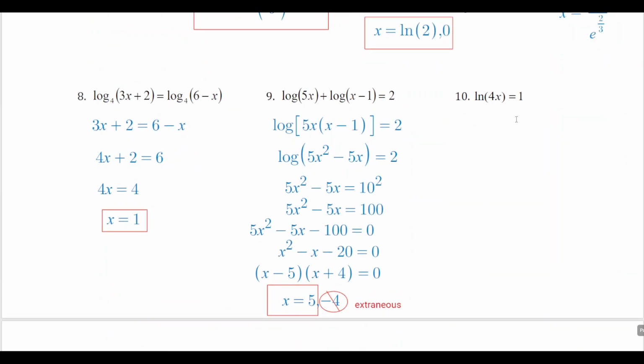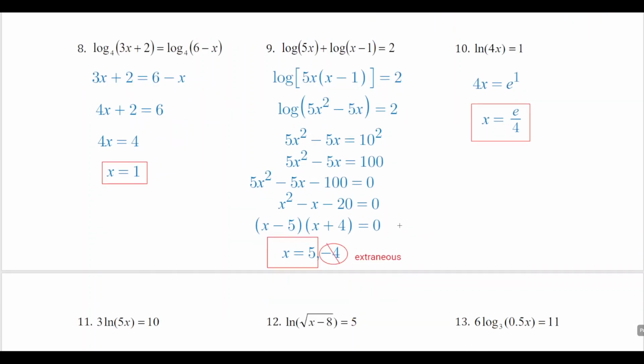For number 10, we're going to use the inverse property to rewrite this as 4x equals e to the first, which is really just e. And so when I divide both sides by 4, I get x equals e divided by 4. And that's it, okay? That is a positive number, so if I multiply that by 4, I shouldn't have any domain problems. So that's my solution for number 10.